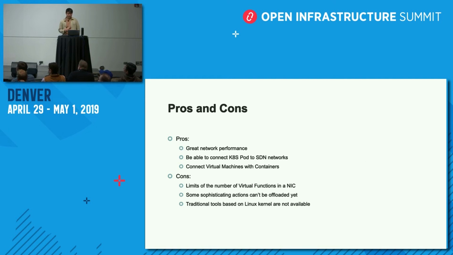To wrap up, let's go through the pros and cons of this solution. For the advantages, first, this solution has great network performance. This is what we have been talking about in this session. Second, since OpenStack Neutron is the network backend for Kubernetes, it is possible to use software-defined networking to manage Kubernetes networks. And third, virtual machines and containers are connected in a unified network.